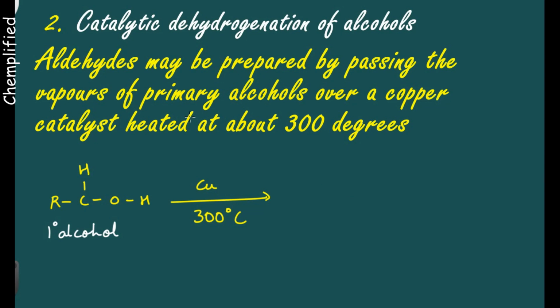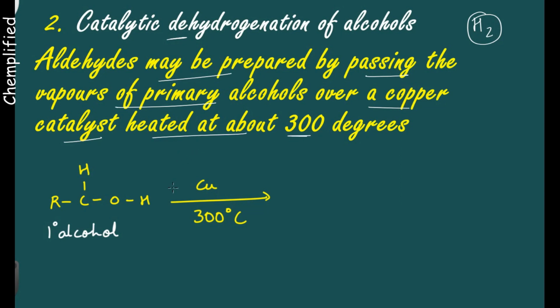Catalytic hydrogenation of alcohol. Wait a second. Sorry, the second method is catalytic dehydrogenation of alcohols. Now, what is the meaning of dehydrogenation? It simply means removal of H2 molecule from the given reactant. Now we have 1 degree alcohol. So aldehydes may be prepared by passing the vapors of primary alcohols over copper catalyst heated at about 300 degrees.